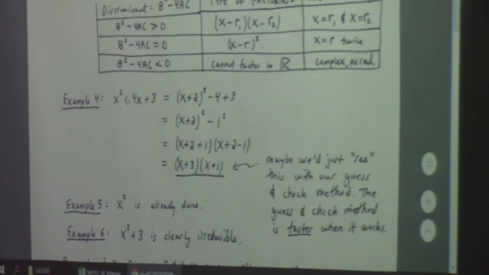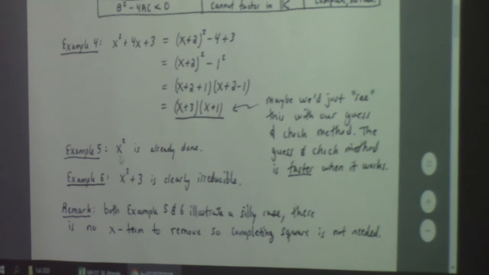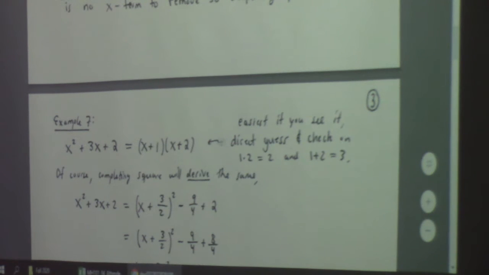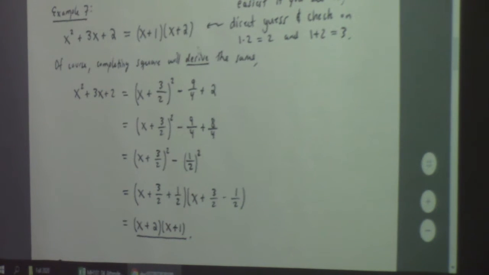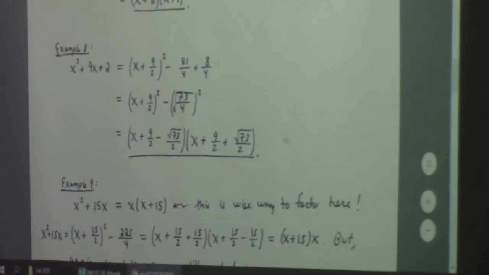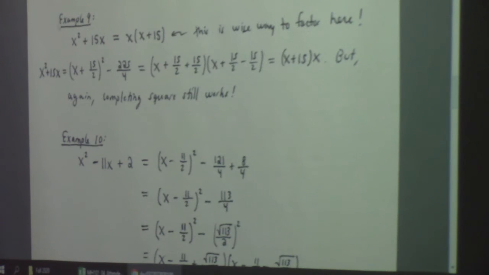And here's another example, completing the square. X squared, nothing to do. X squared plus 3, again completing the square is stupid here. Don't do it. I mean, it's already done. Example 7. Obviously, we could guess and check, that is best, right? But you can also complete the square and derive x plus 1 times x plus 2. Example 8. If we have an odd factor, it's annoying. We have to do fractions, like minus 81 over 4. As a shortcut, it's helpful to rewrite the constant coefficient as a fourth. Like 2 is 8/4. That makes the arithmetic go better. And then it even works for something like x squared plus 15x, completing the square. We'll still rederive the factoring of the x out.